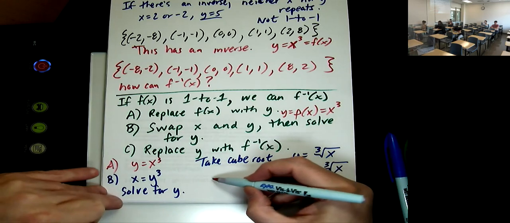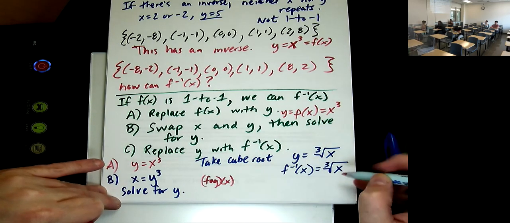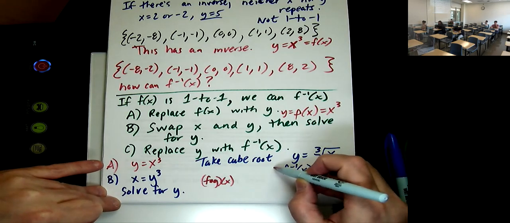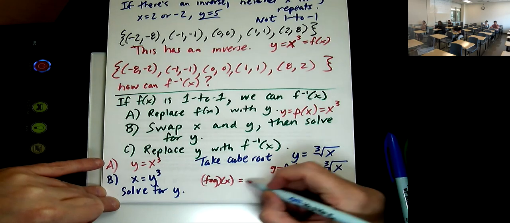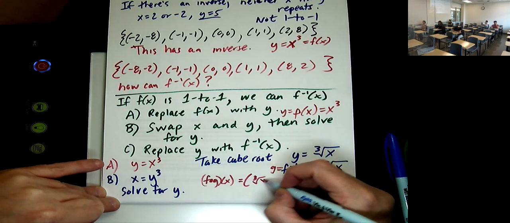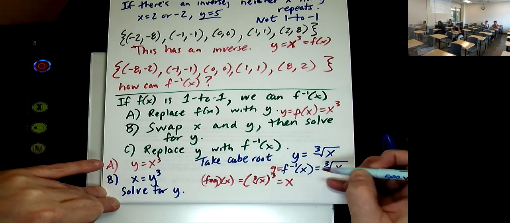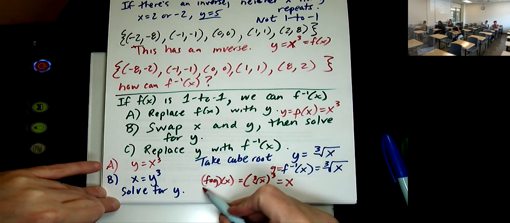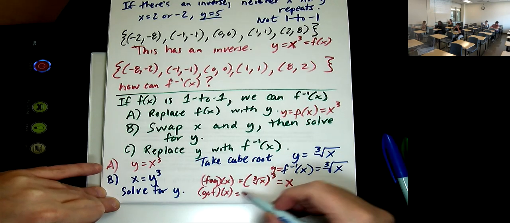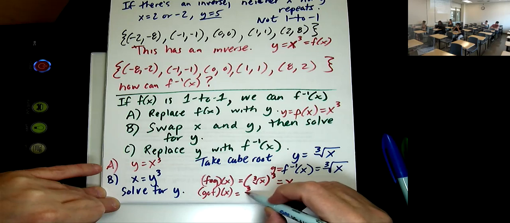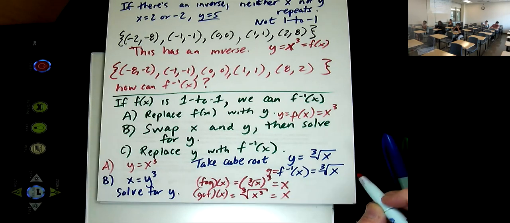Notice if I do f of g of x, this is my g. If I take the cube root of x and stick it into x cubed, I just get out x. And if I take f and stick it into the other one, I have the cube root of x cubed. That's also just x.